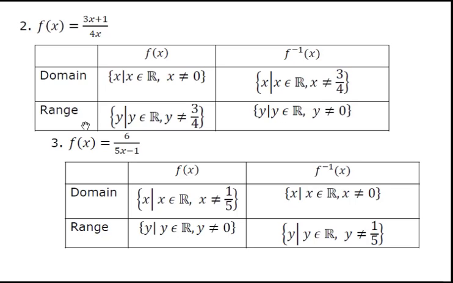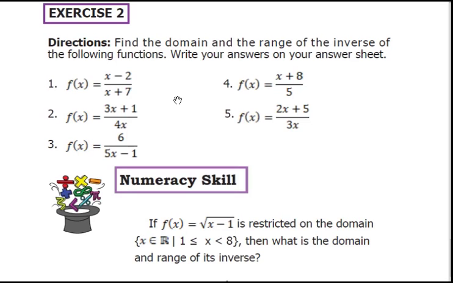And the range of f inverse of x is the set of all y's such that y is a real number and y should not equal 0. Whatever the range is, it comes from the domain of the original function. That concludes exercise number 2 of exercise 2. Then number 3: f of x equals 6 over 5x minus 1.